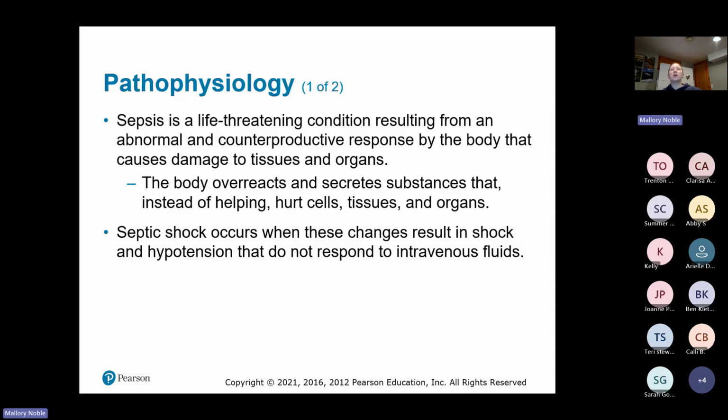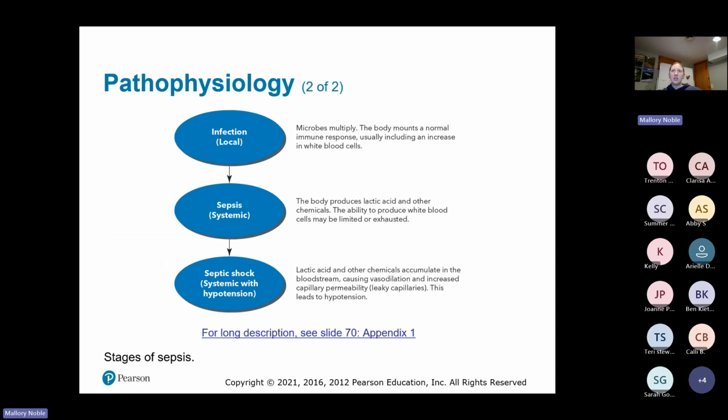It's really difficult for us to manage pre-hospitally as well. So I like this next slide. I think it does a good job of explaining how the process works. Typically, it all starts with an infection. It doesn't really matter where the infection is or what the infection is.